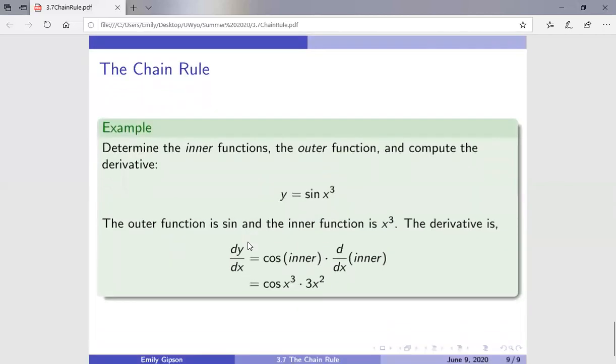In this case, our outer function is sine, and the inner function is x cubed. This makes our derivative dy/dx equal to cosine of our inner function times d/dx of our inner function. We replace our inner function, take the appropriate derivatives, and we're left with cosine of x cubed times 3x squared. And that's it for the chain rule.